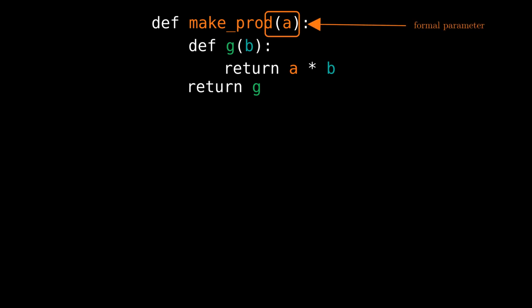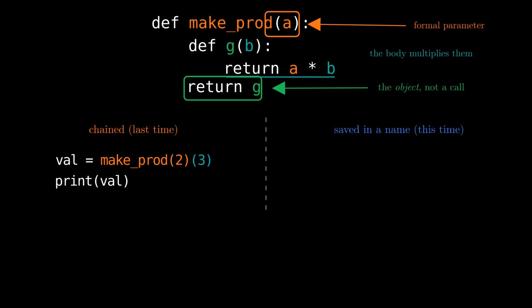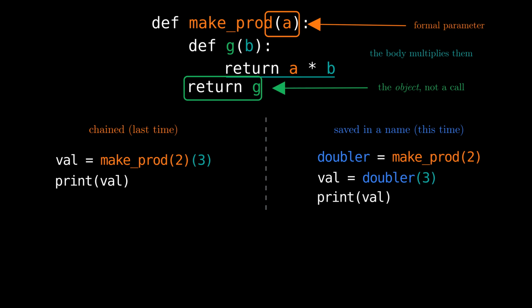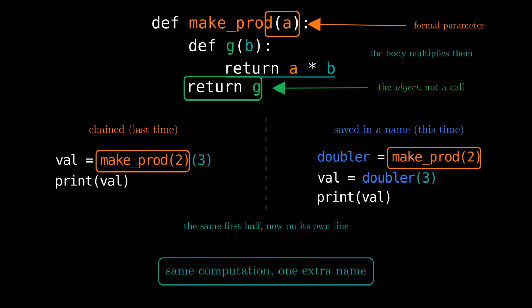MakeProd takes a parameter A, defines an inner function g whose body returns A times B, and then returns g itself, the function object, not a call to it. Last time we ran it as a chain, MakeProd of 2 called immediately with 3 all on one line. Now the exact same computation written with an intermediate name. First line, doubler equals MakeProd of 2. Second line, val equals doubler of 3. Then print val. We save the first half of the chain in a variable and let that variable do the second call. It does exactly the same thing.